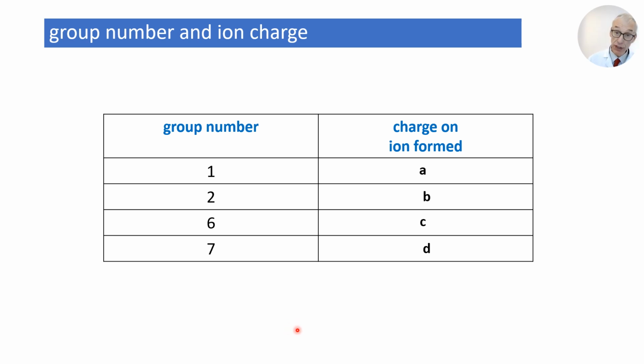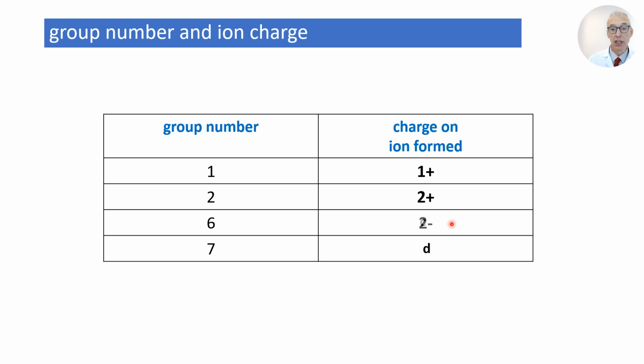Okay, so if I reveal, every element in group 1 has 1 electron in its outer shell. We'll lose that 1 electron to form a 1+ ion, without exception. Group 2, 2 electrons in the outer shell. We'll lose them both in forming an ion, so all group 2 ions are 2+.